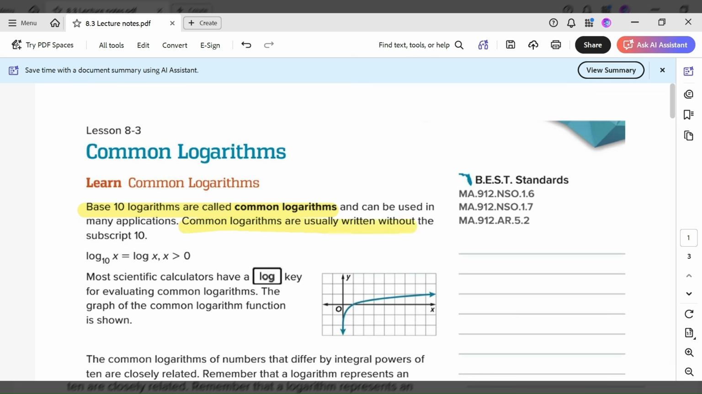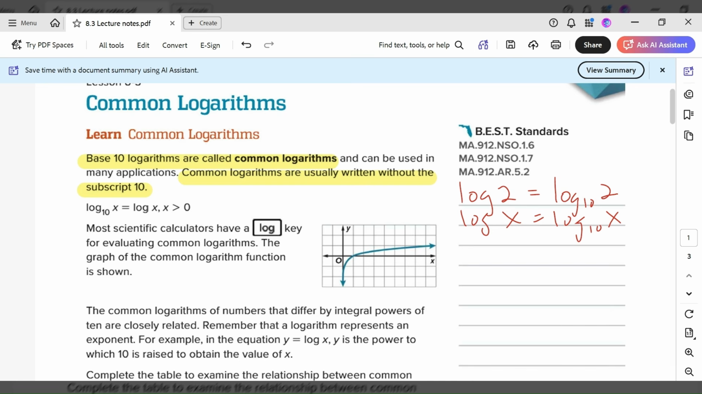We do not use the value of 10 when we write logarithms as we did before. So we would normally just write log of 2 or log of x. That is the same thing as saying log sub 10 of 2, log sub 10 of x. Most scientific calculators have a log key.